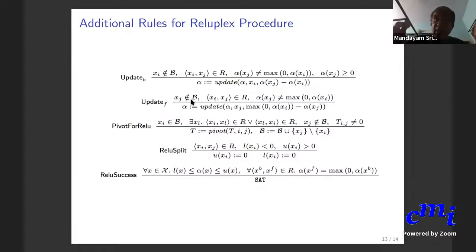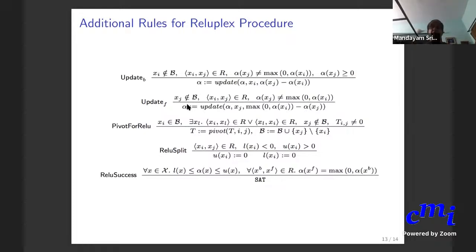You remember that the update rule of the original simplex can only update non-basic variables. That condition is followed here as well. So you update to fix the ReLU pair only if either the backward or the forward variable corresponding to the ReLU pair is a non-basic variable. In that case, you bring the two things to be equal. In this case, there are two cases.